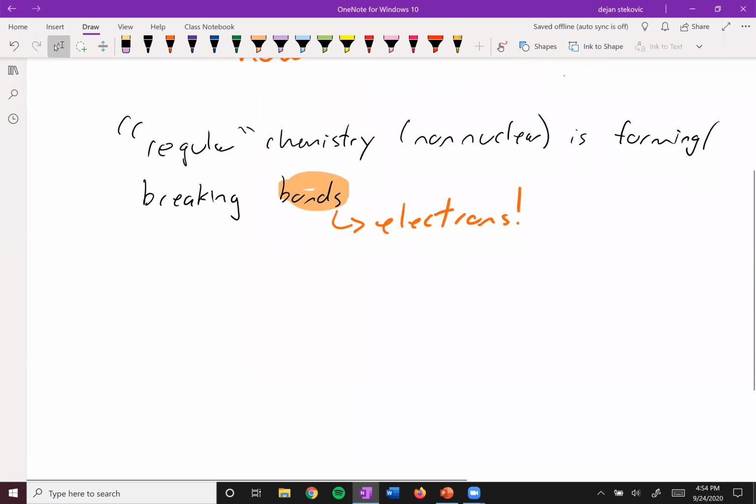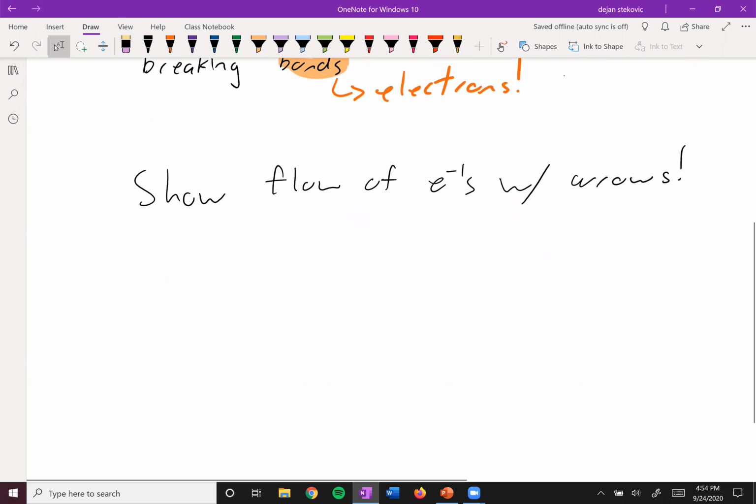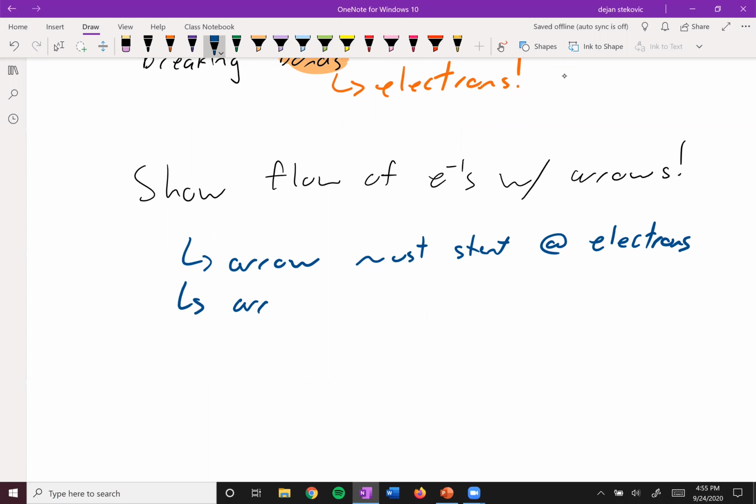And so we show the flow of electrons with arrows, right? Similar to the resonance arrows, but here we're actually showing what's happening with these electrons. And so keep in mind that your arrow must always start at electrons. And the vast majority of the time, the arrow ends at an atom.